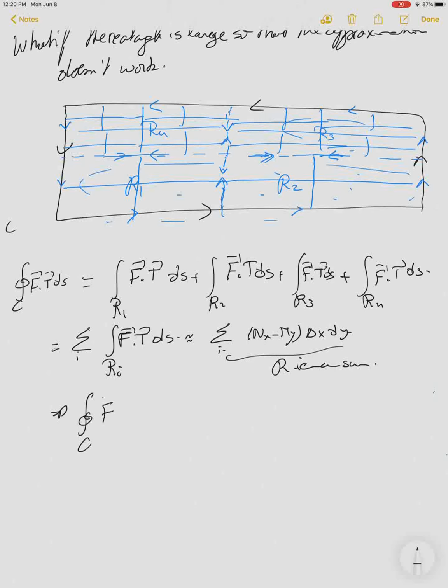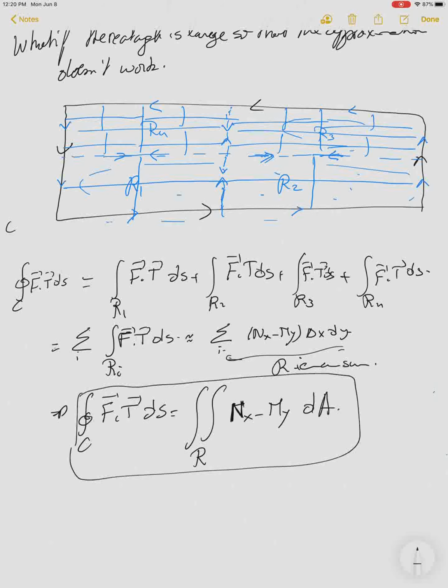So this is like a Riemann sum here. The integral over C of F dot T ds, again counterclockwise, is equal to, when I let the number of samples go to infinity, a double integral over R of Nx minus My dx dy, so I will just write it dA. And this is Green's theorem.